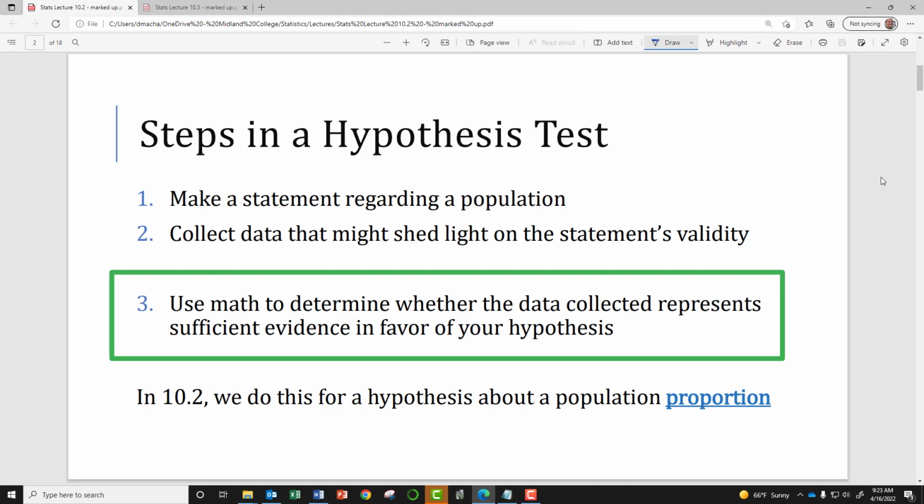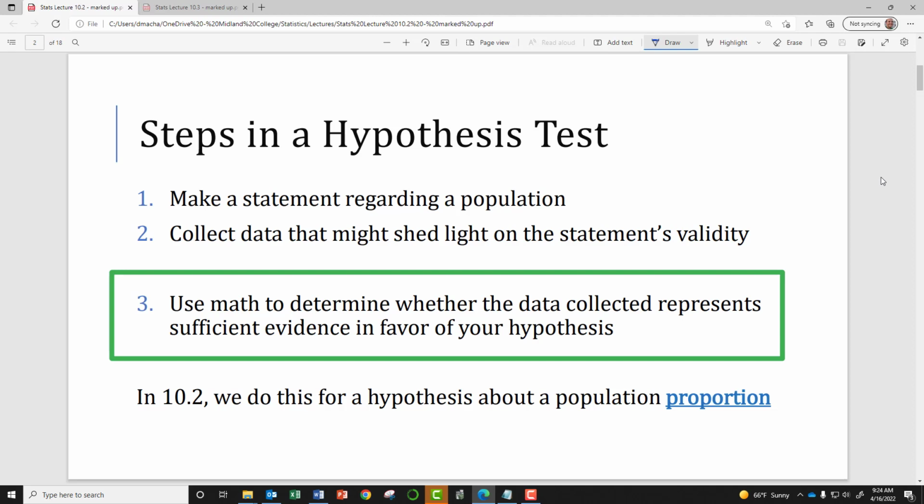So you've seen this before, but these are our steps in a hypothesis test. And step number 3 was to use math, and that was intentionally vague in our last video, but we're going to use math to determine whether or not the evidence we've collected represents sufficient evidence. And so in section 10.2, we're doing this for a hypothesis you might make about a population proportion.